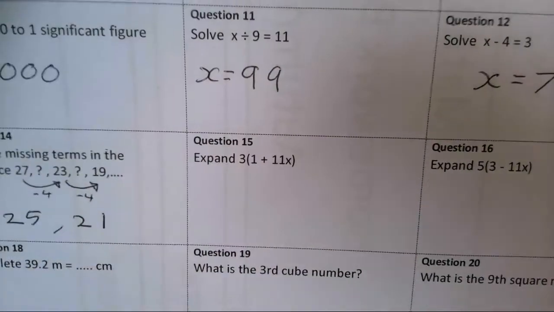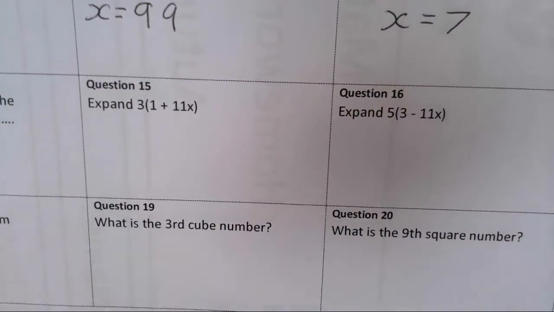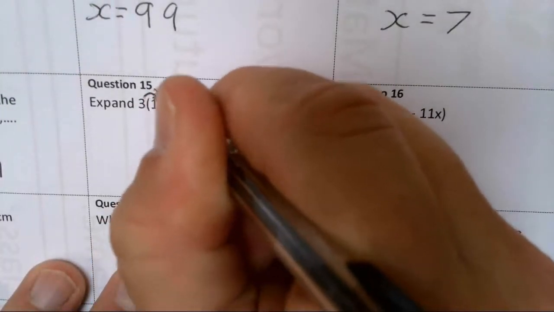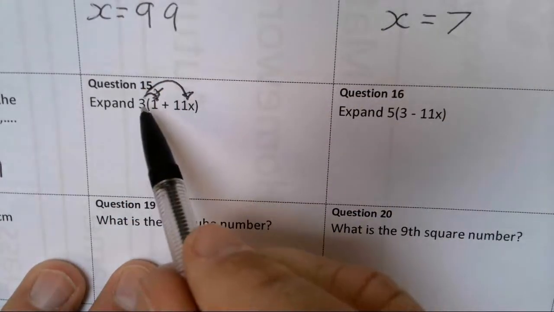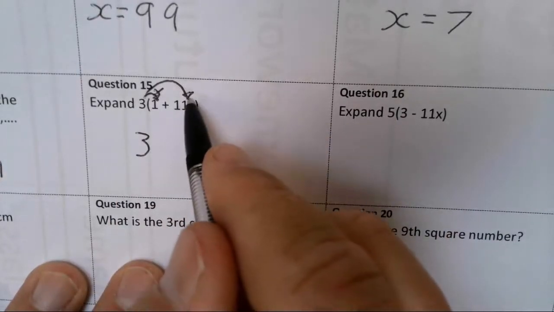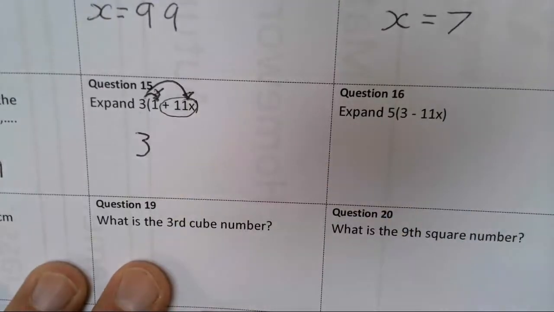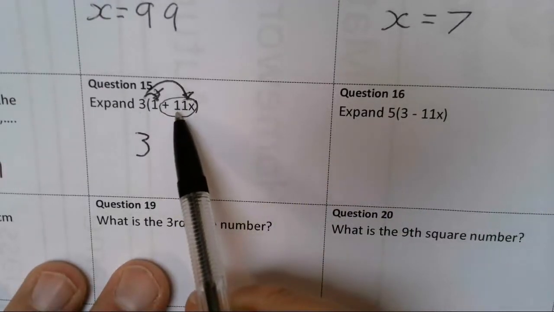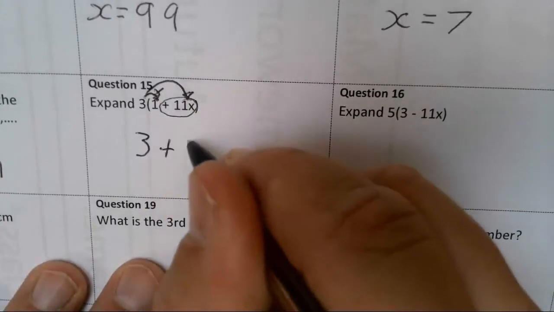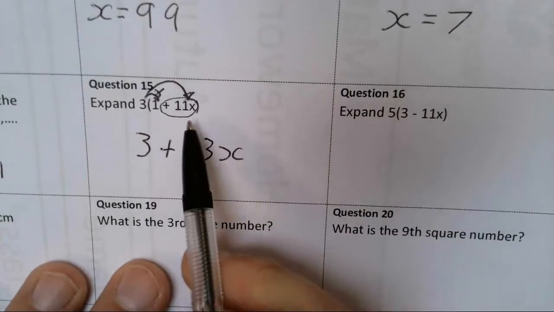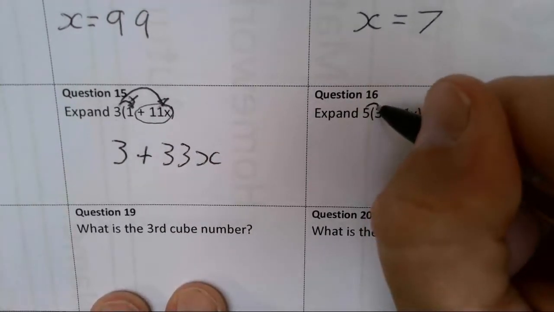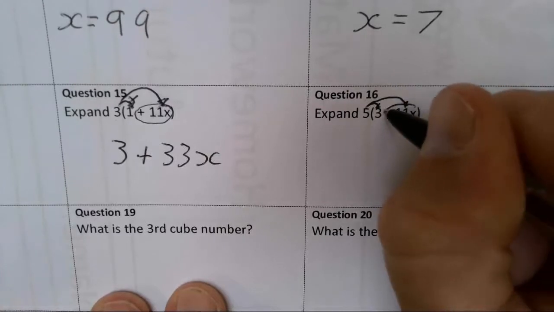Question 15, expanding brackets. Again, I think you've probably never seen this at primary school. In fact, I'm pretty sure you wouldn't have. So we're going to do the number outside multiplied by each thing inside. So I've got 3 times 1 gives me 3. And then I've got 3 times, now I'm going to multiply it by all of that bit. Okay, so 3 times, I'm going to include the sign before. So 3 times plus 11x. So that's going to give me 33 lots of x. If you think that is 11 lots of x, and I multiply it by 3, I've got 33 lots of x.